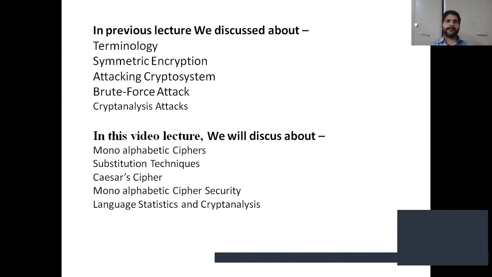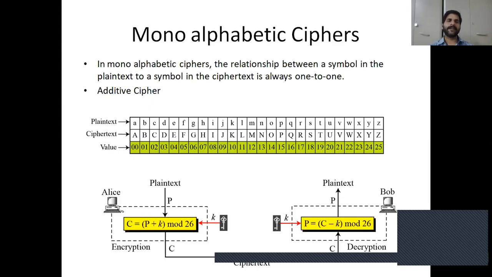Dear student, in the previous lecture, we discussed the terminology of cryptography, symmetric encryption, attacking a crypto system, brute force attack, and cryptanalysis attack. Now, in this video lecture, we will discuss the monoalphabetic cipher, substitution technique, Caesar cipher, monoalphabetic cipher security, language statistics, and cryptanalysis.